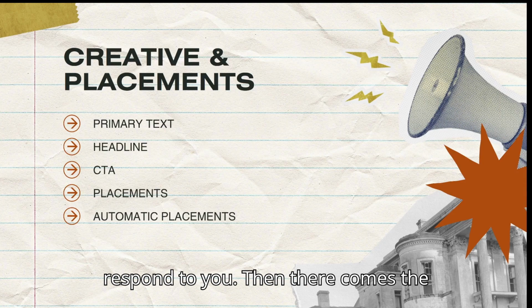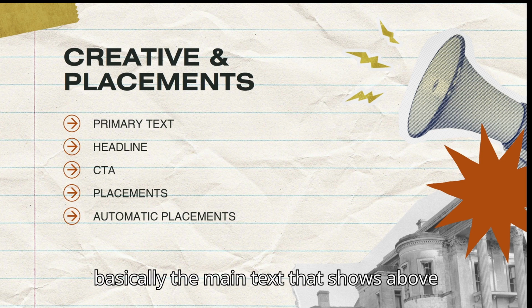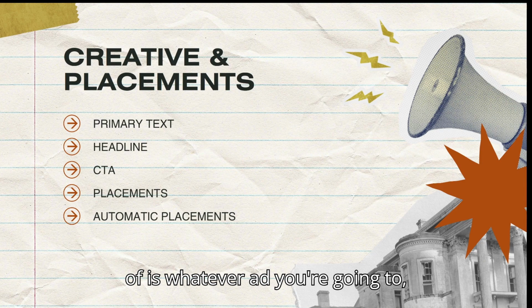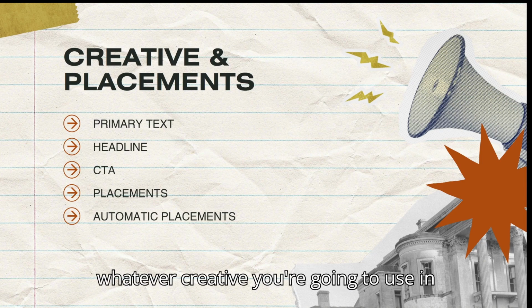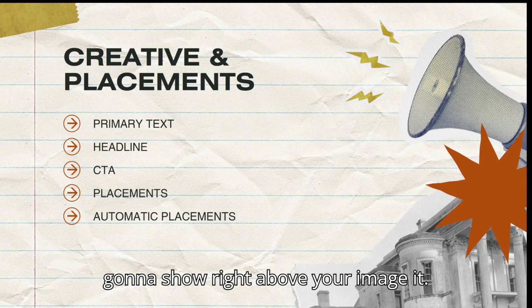Then there comes the primary text. Primary text, this is basically the main text that shows above your image or video. The image or video is whatever creative you're going to use in your ad. So this is the main text that's going to show right above your image.